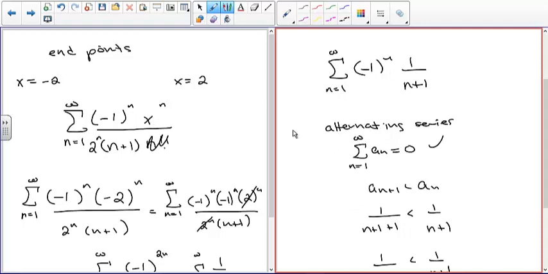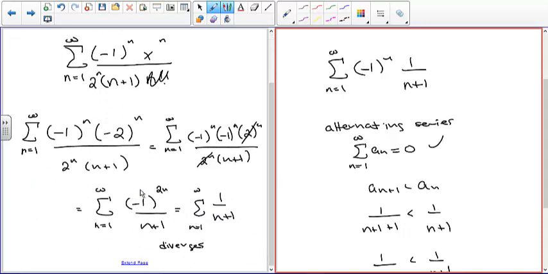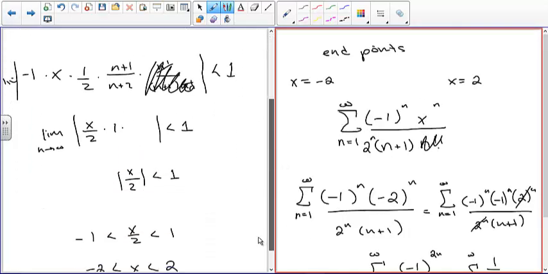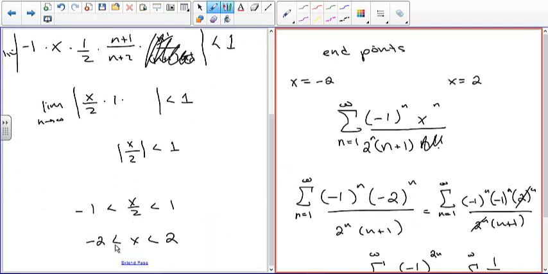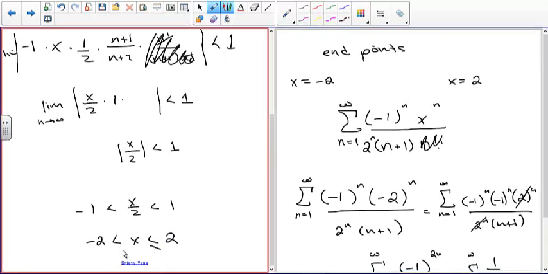So ultimately, when we come back to our interval of convergence, we put an equal sign on this side, but not on that side. So when x was negative 2, it diverged. When x equals 2, it converged. And so that's your final interval of convergence.